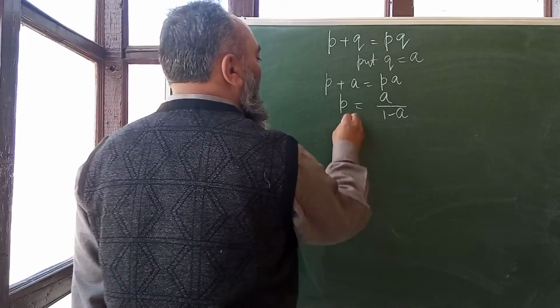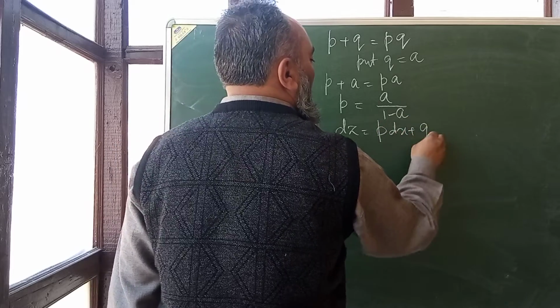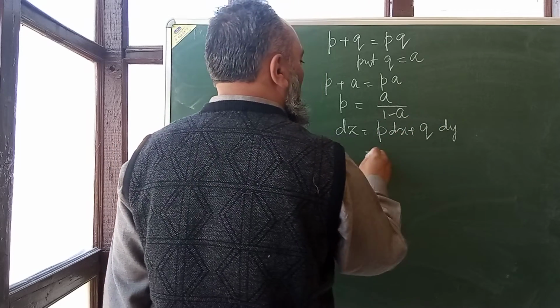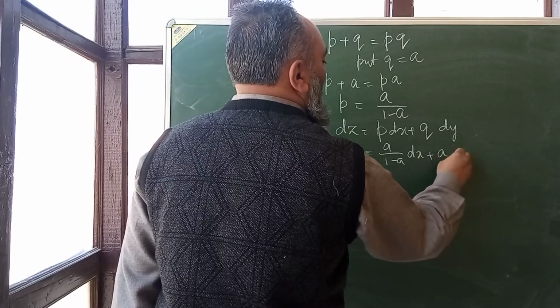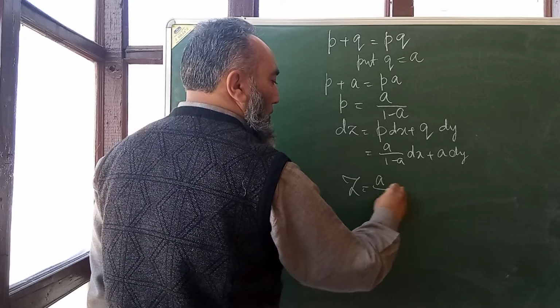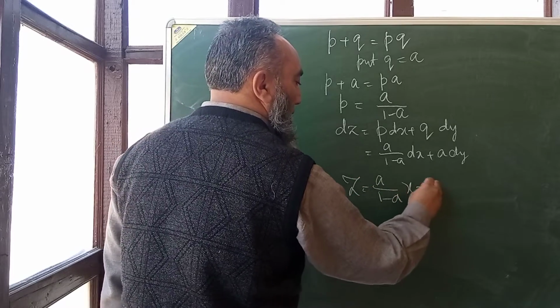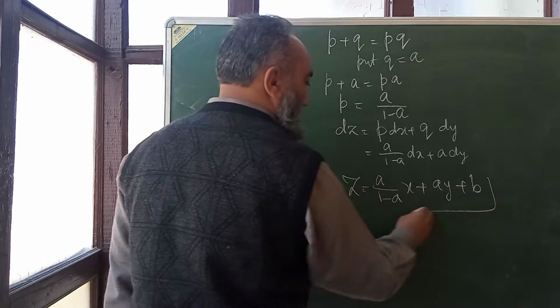So what is dz? It is p dx plus q dy, which is a upon 1 minus a dx plus a dy, which gives us z equal a upon 1 minus a x plus ay plus b. Complete solution.